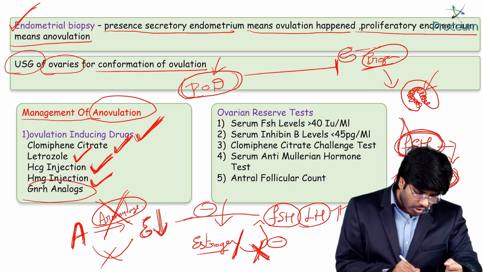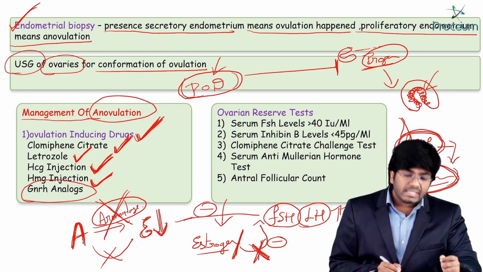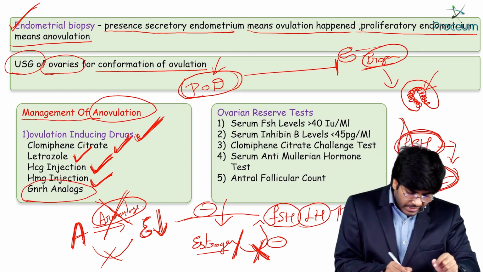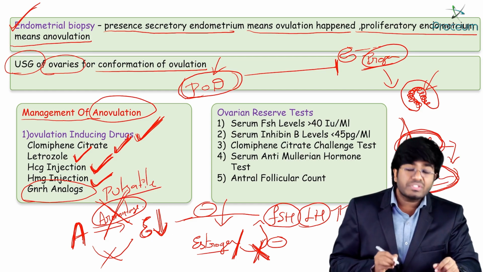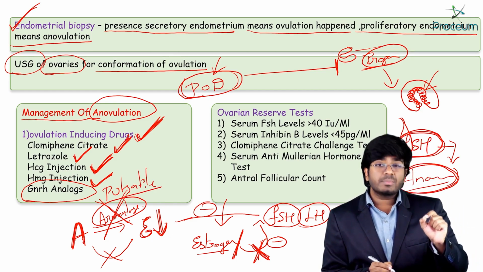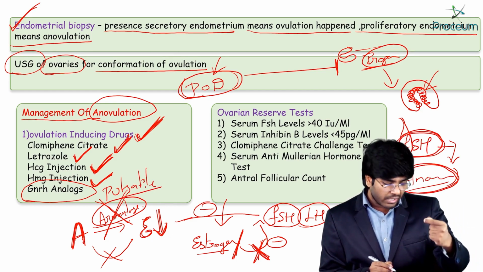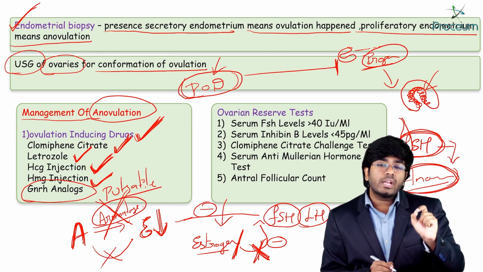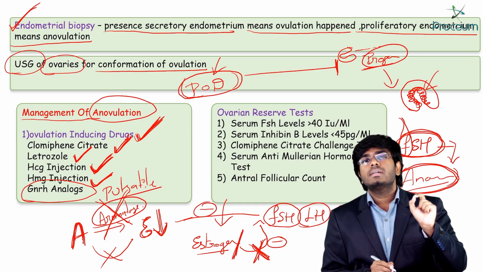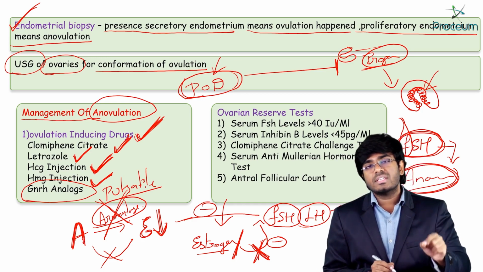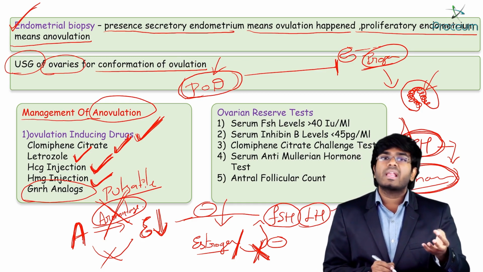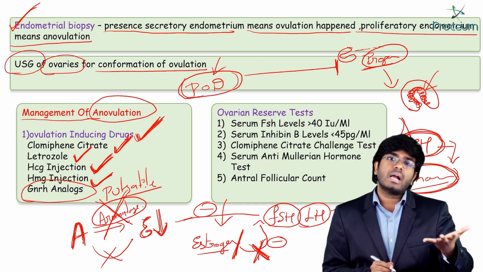And GnRH analogs, guys, in pulsatile doses. GnRH means gonadotropin releasing hormone. If you give this female GnRH analogs in pulsatile doses, that will stimulate the release of FSH and LH. FSH causes follicles to grow, and LH causes follicular rupture and ovulation.